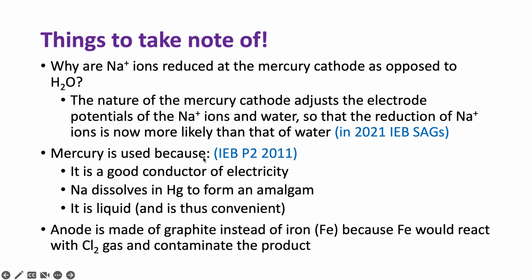Okay, and the question was asked in IEB paper 2, 2011, why is mercury used? Mercury is used because, number one, it's a good conductor of electricity. Number two, sodium dissolves in mercury to form an amalgam. And finally, mercury is a liquid and is thus convenient. Okay, and the anode is made of graphite instead of iron because iron would react with chlorine gas and contaminate the product.